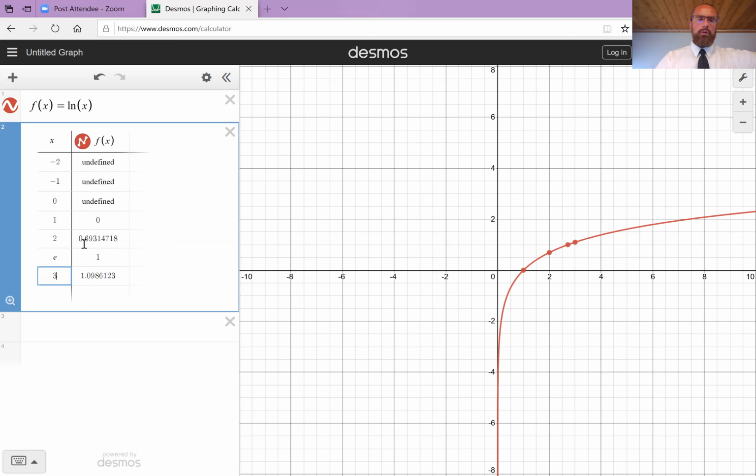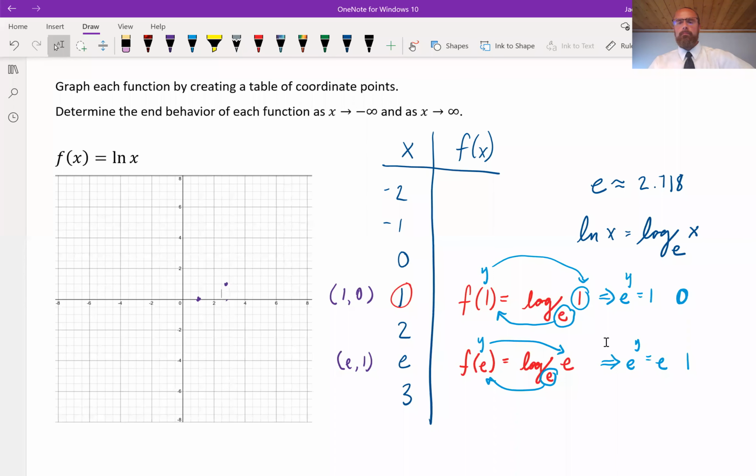And then I'm going to record these 2 values we did not calculate. So at 2, we've got the value of 0.693. And at 3, we got the value of 1.099. We'll head back to our notes screen to graph those. In fact, we'll fill in our table first. So for -2, that was undefined. -1 and 0 also undefined. In terms of the graph, that just means there's no graph at those points.